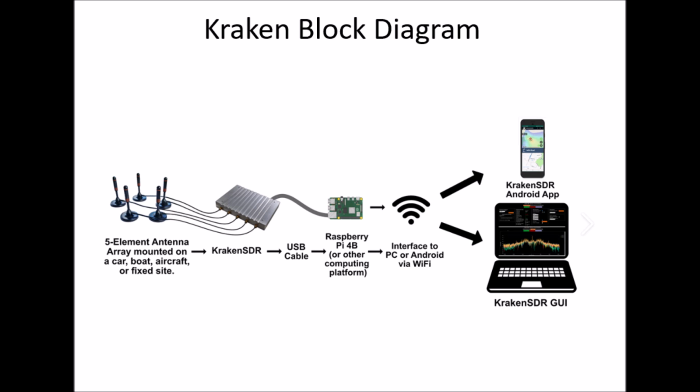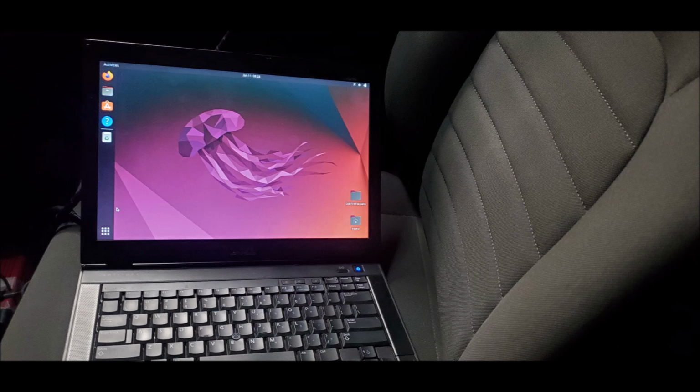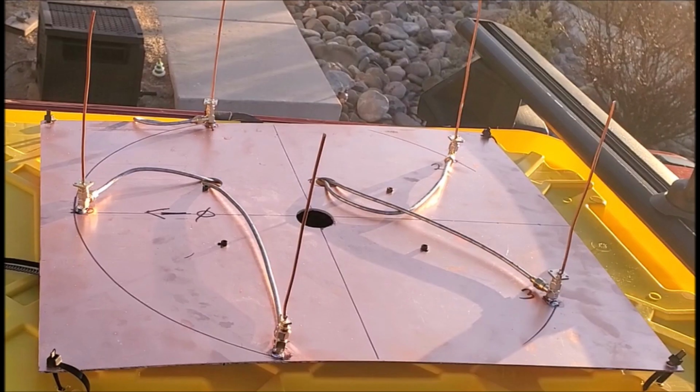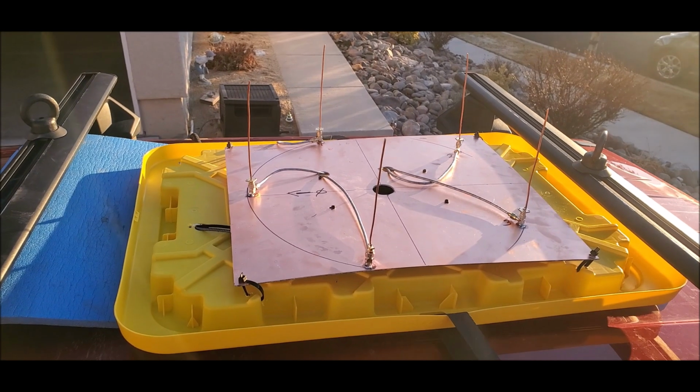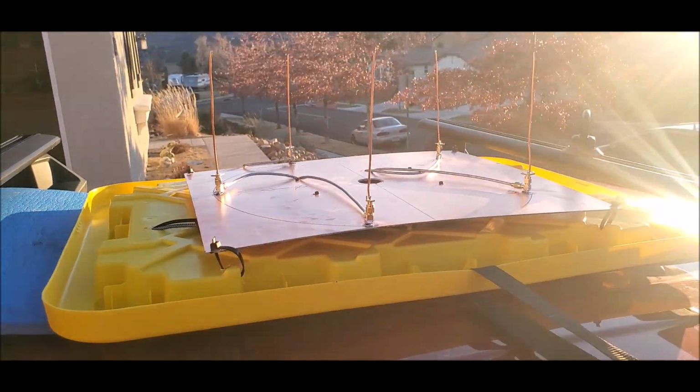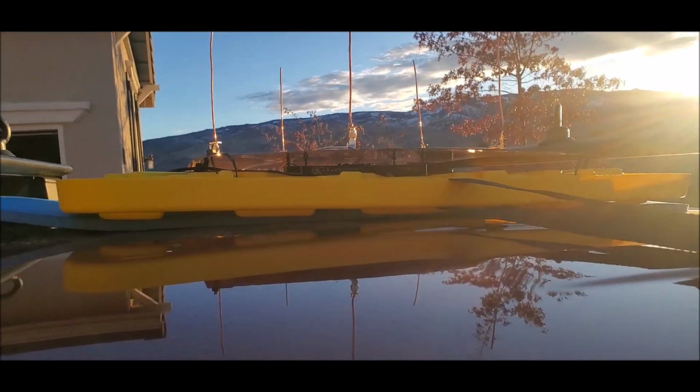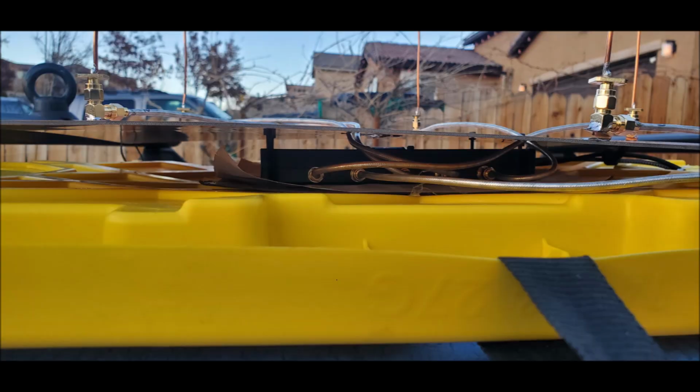Here's the block diagram from the KrakenSDR.com website. I've deviated a little bit from that diagram, using a Linux PC instead of the Raspberry Pi, and making an antenna array using a copper plate and five quarter wave antennas, soldered to the plate, not mag mounted. In addition, I mounted the Kraken right under the antenna plate using short hardline cables, precision cut to equal lengths to improve the direction finding performance.